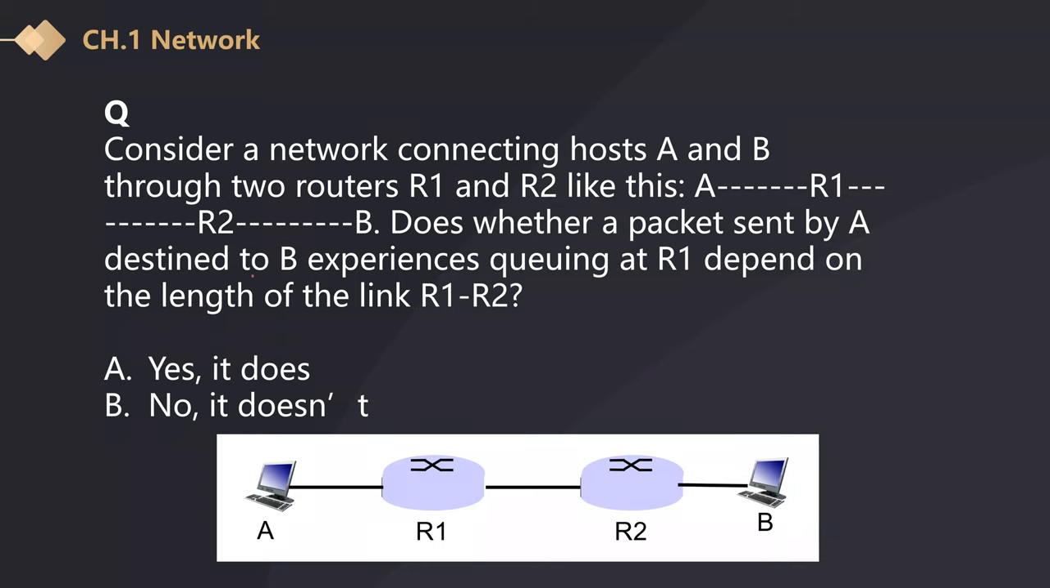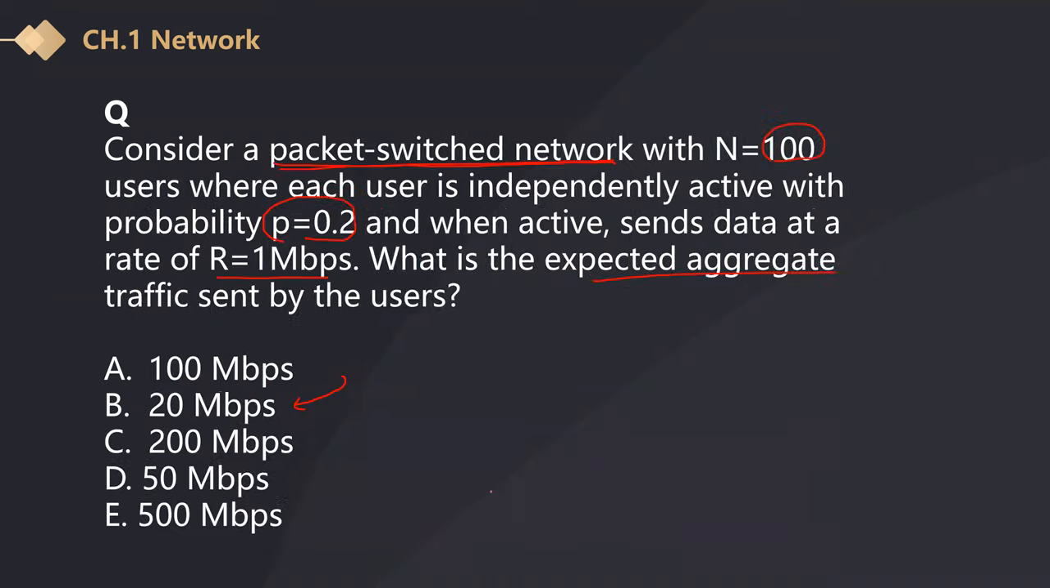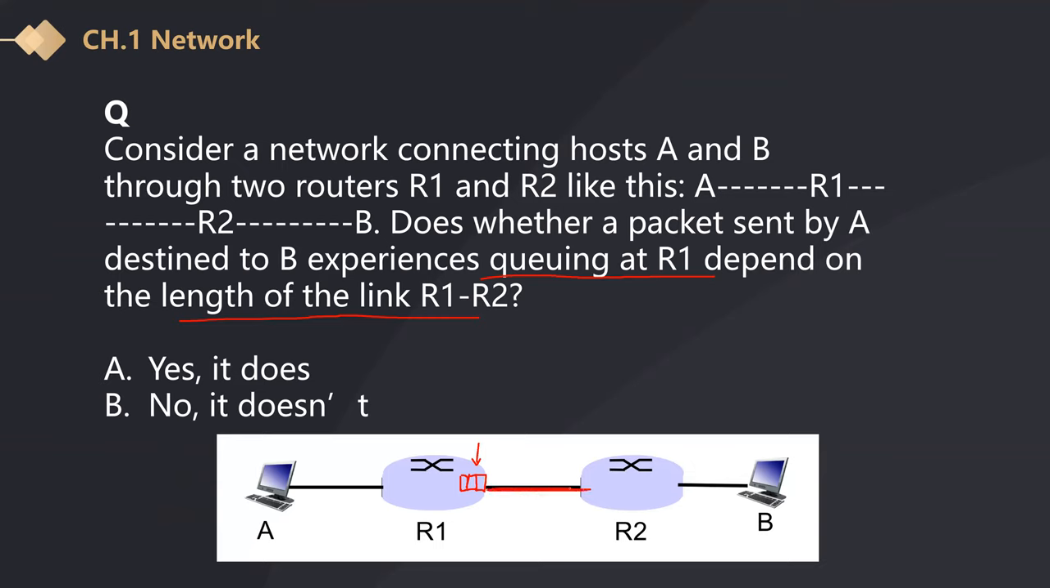It is asking if queuing at R1, which means in here, right? We remember the queuing delay is inside the router in here if they have a lot of packets in here. Does it depend on the length of the link? Depends on this one, the length of it. So obviously it's no, right?